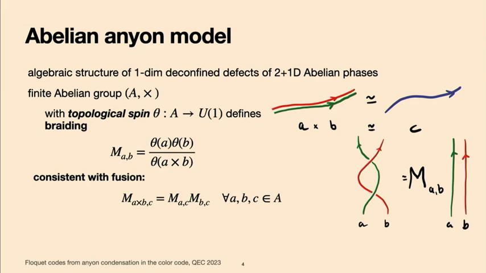Some would call an anyon where the topological spin is 1 a boson, and if it's -1 a fermion. In principle, it can be many different values, not just 1 and -1. For this talk, there will only be bosons and fermions, though.